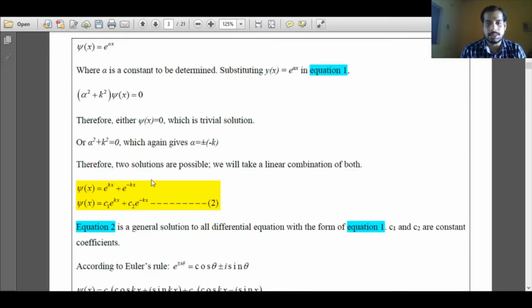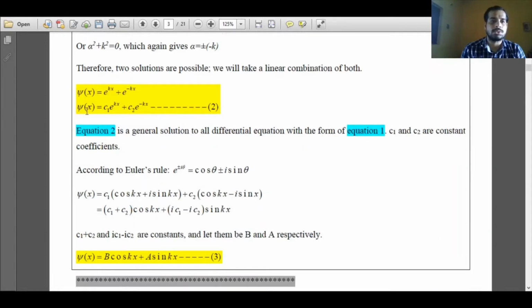Then to get the most general solution, I will take a linear combination, and in the linear combination C1 and C2 are constant coefficients. So my solution of the ordinary differential equation becomes psi x is equal to C1 e to the power kx plus C2 e to the power minus kx.